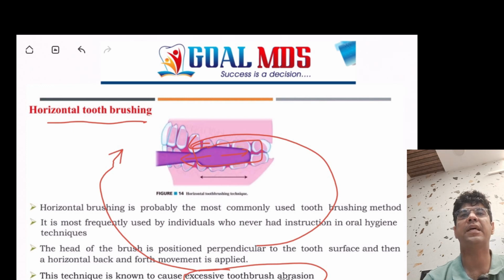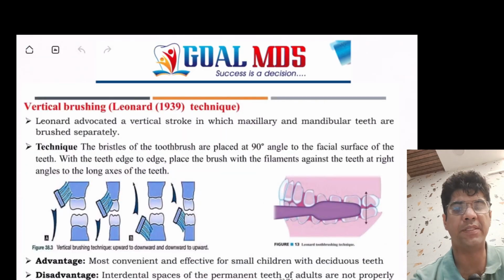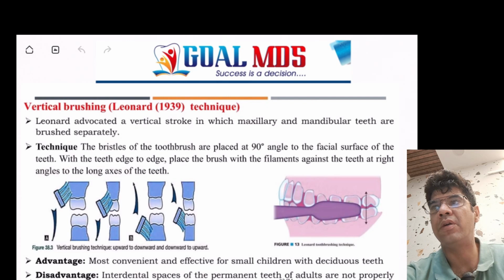So which technique can cause maximum tooth brushing abrasion? It is horizontal tooth brushing. So remember this point from your exam point of view. Generally they ask.